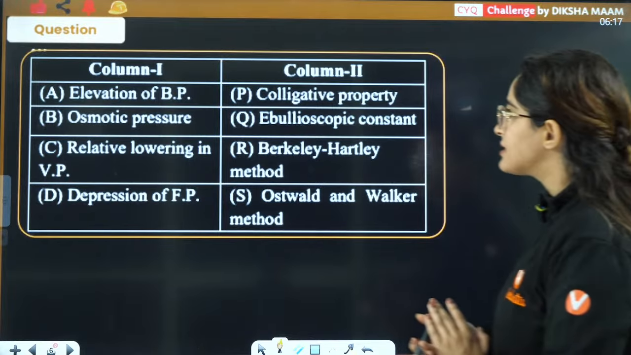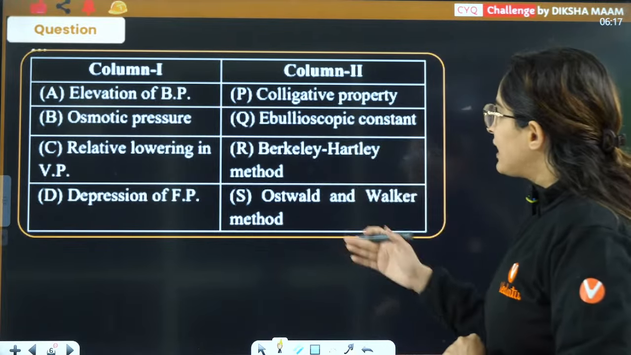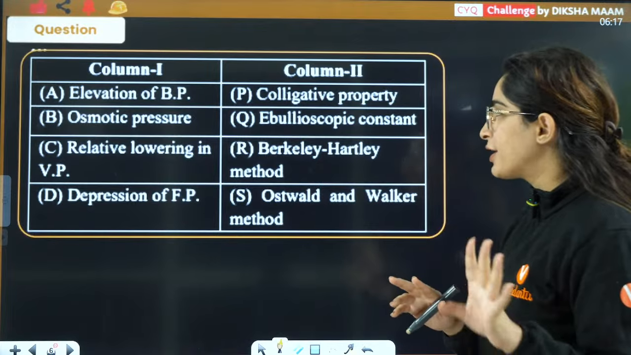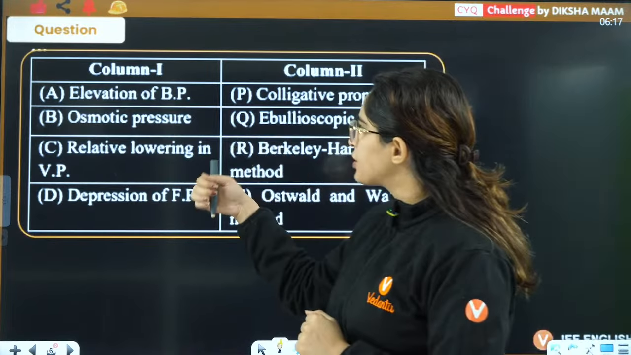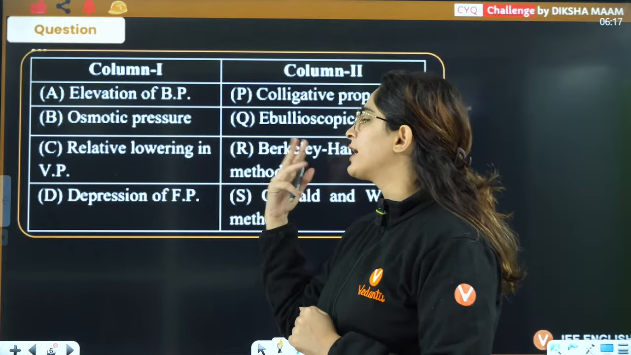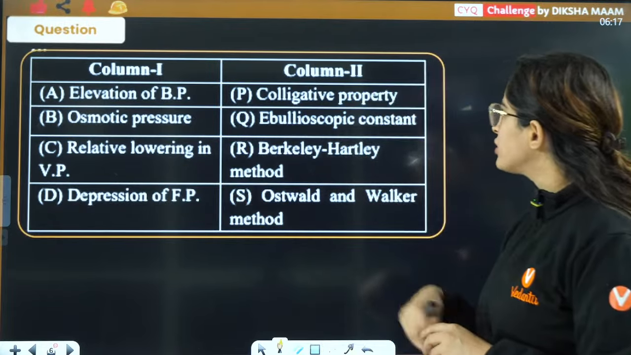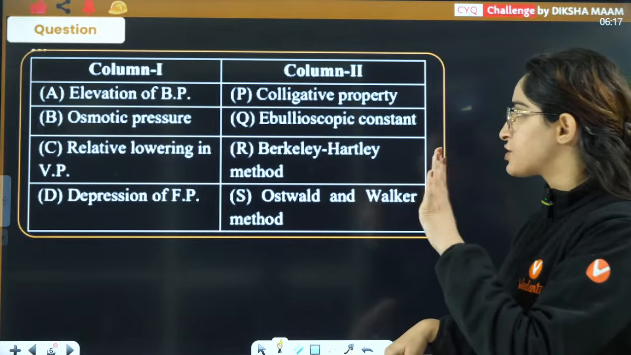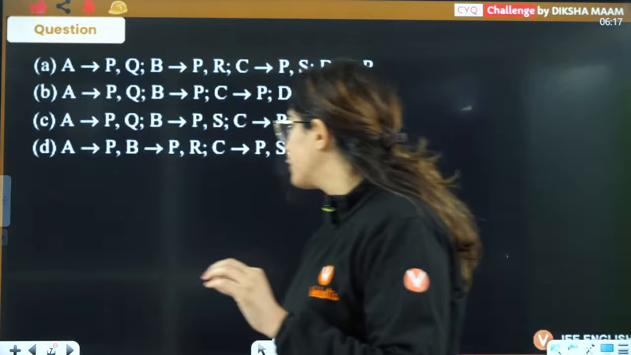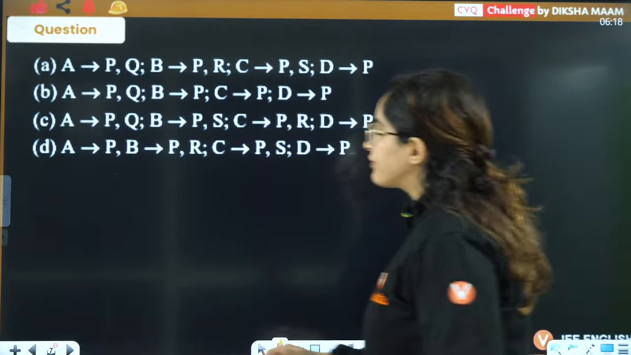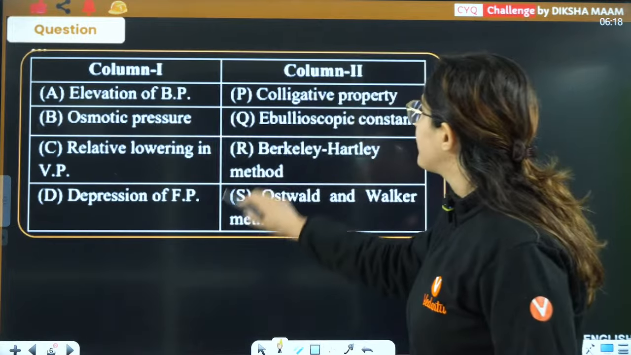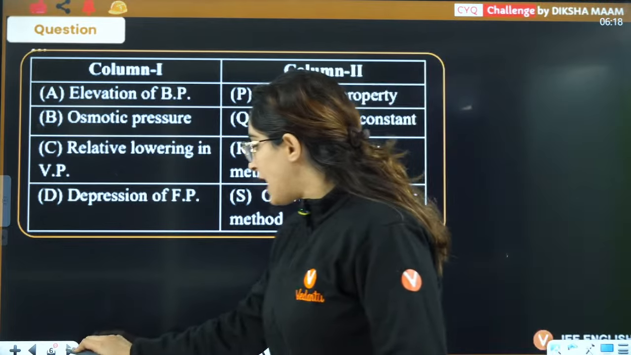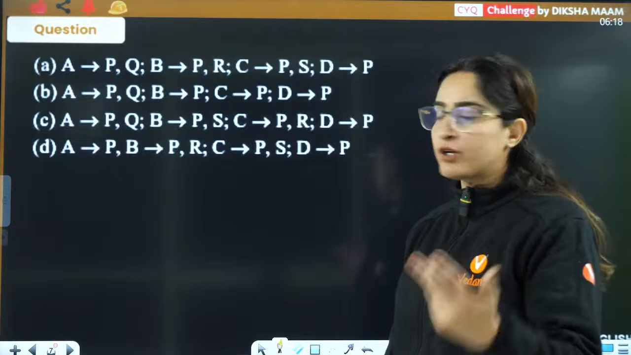Next question. These things are given to you, and these are the 4 colligative properties that you have: elevation, osmotic pressure, relative lowering, depression. Based on this, you have to tell which of these statements is correct or not correct. Options are given to you. All of them are colligative properties, so I'll just eliminate the options where all of them are not P.